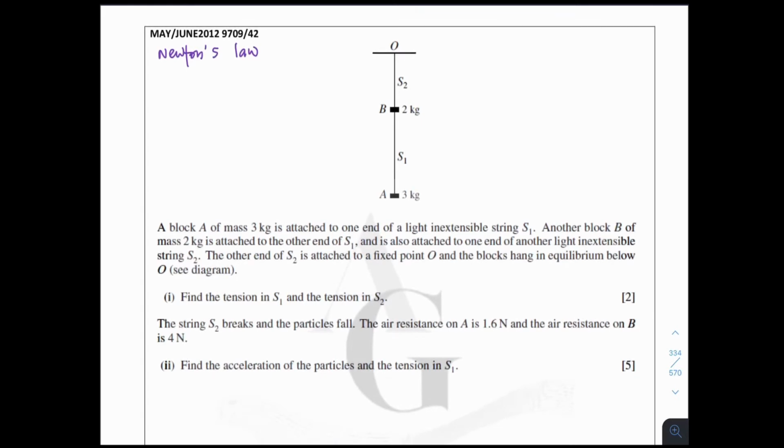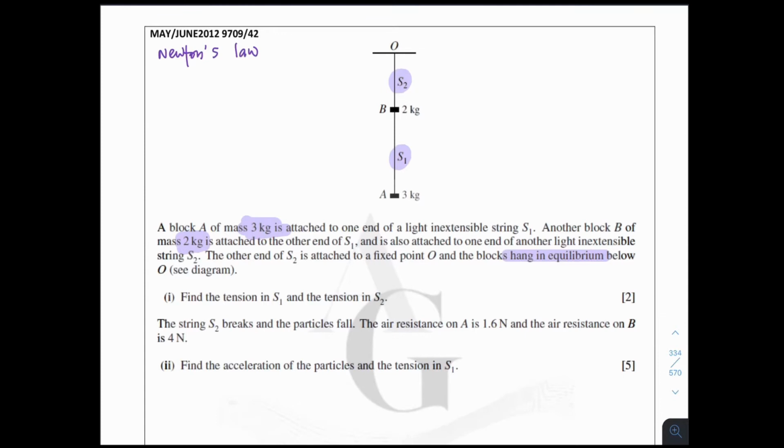Have a look at the question here. A block A of mass 3 kg is attached to S1. Another block of mass 2 kg is attached to the other end of S1 and also to S2. This system hangs in equilibrium. Everything is shown in the diagram. For part 1, you are asked to find the tension in S1 and the tension in S2.